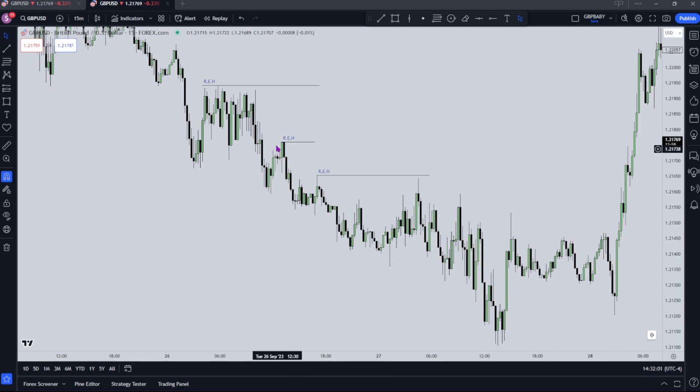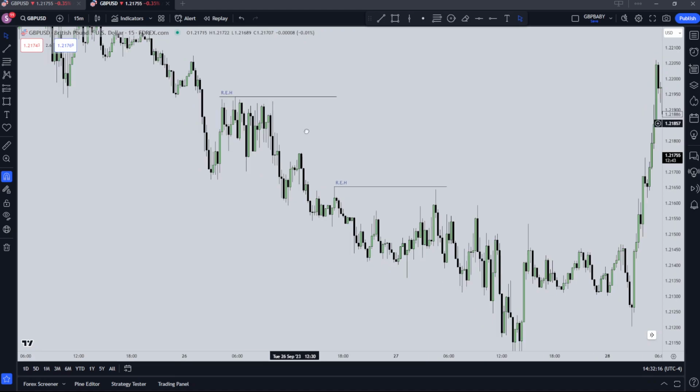And I say that because these two are right next to each other, but they're still two highs which are right next to each other. Does that make sense? So these can be classed as relatively equal highs, but generally speaking, we like to have some kind of space. Like here, we've got relatively equal highs, nicely spaced out.